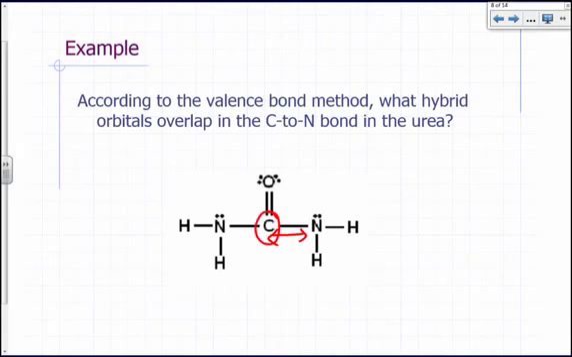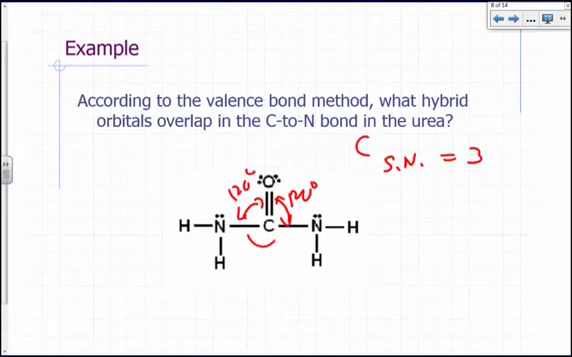Let's take a look at carbon. The steric number for carbon is 3, right? There are 3 groups sticking out of the carbon, so we know that each should be 120 degrees apart. So the hybridization you're going to need here is sp2. So the carbon will have to use an sp2, and it's going to overlap with what hybrid for nitrogen?